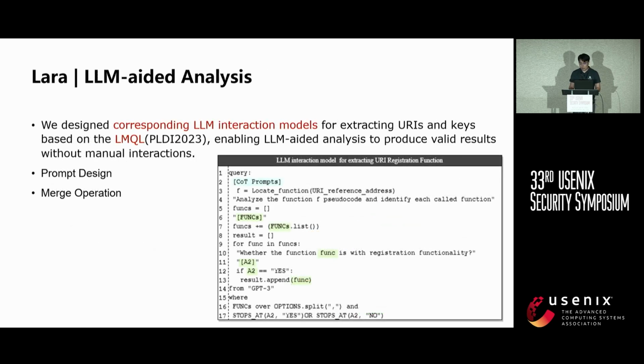For LLM analysis, in order to make better use of the large language model, we designed the models for extracting URI and key based on LMQL, which mainly includes 3 fields: query, from, and where. The query part is the interaction process, and the from field specifies the type of the large language model, and the where field extracts the answer of the large language model. For detailed prompt design and merging operations, please refer to the paper.